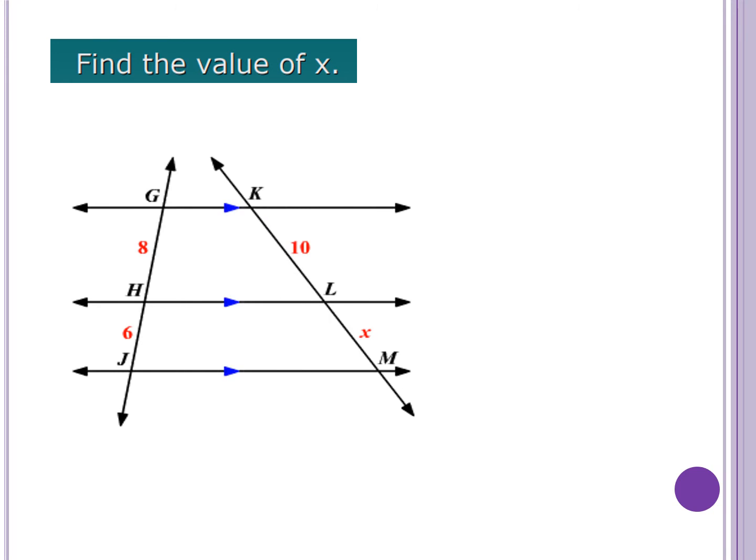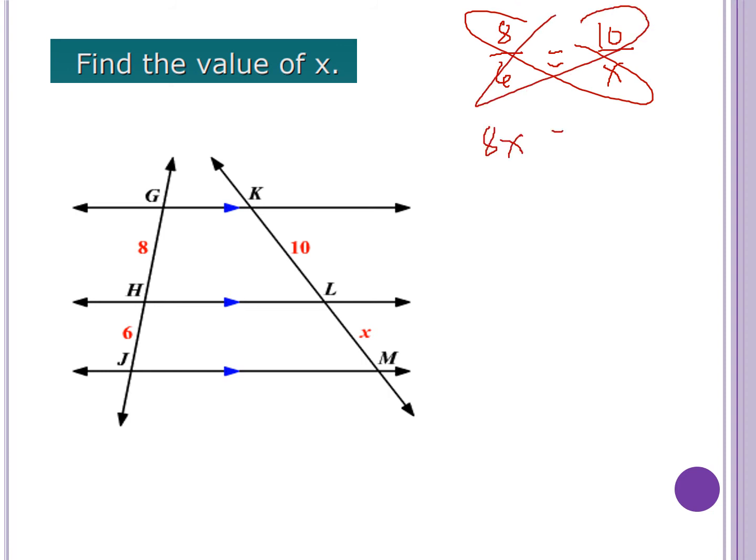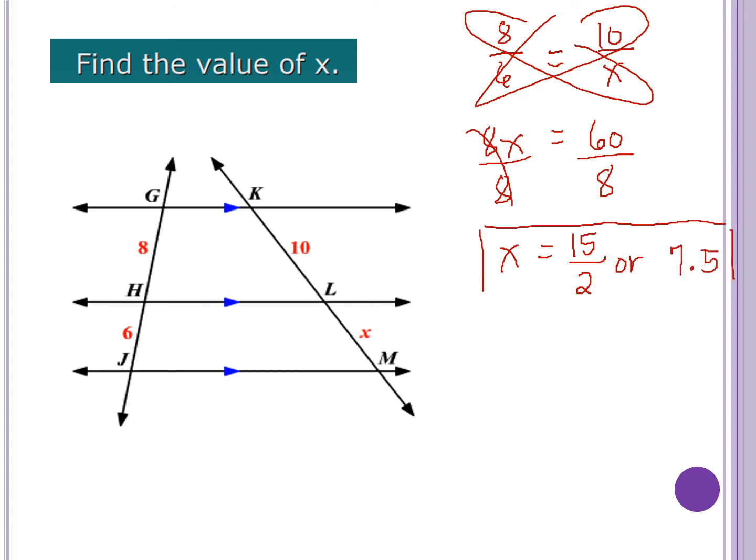Let's have another one. Find the value of X. So again, we can form a proportion from the given. We can write 8 is to 6 is equal to 10 is to X. Cross multiply. So we have 8X is equal to 60. Divide both sides by 8. X is equal to 15 over 2, or in decimal form, 7.5.